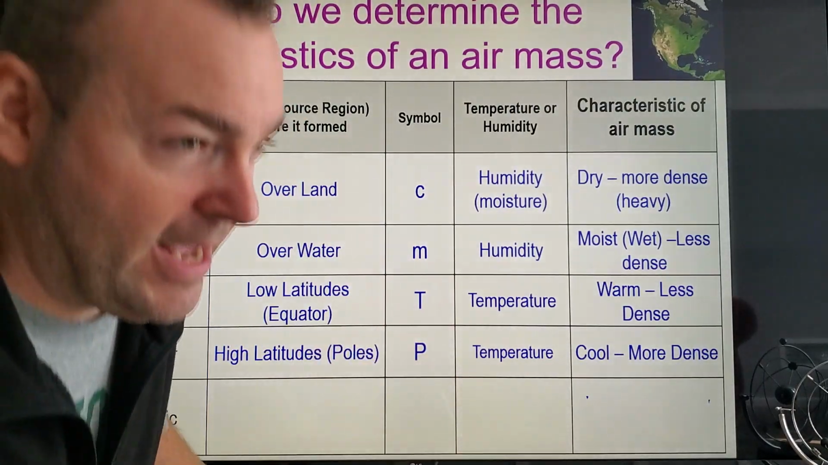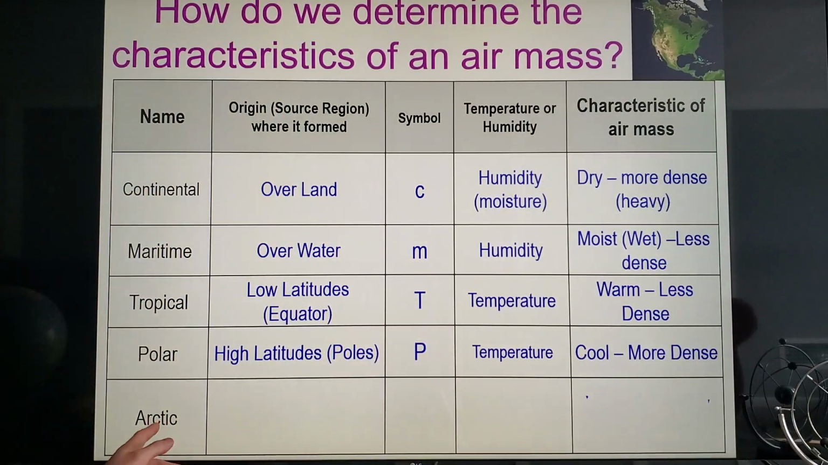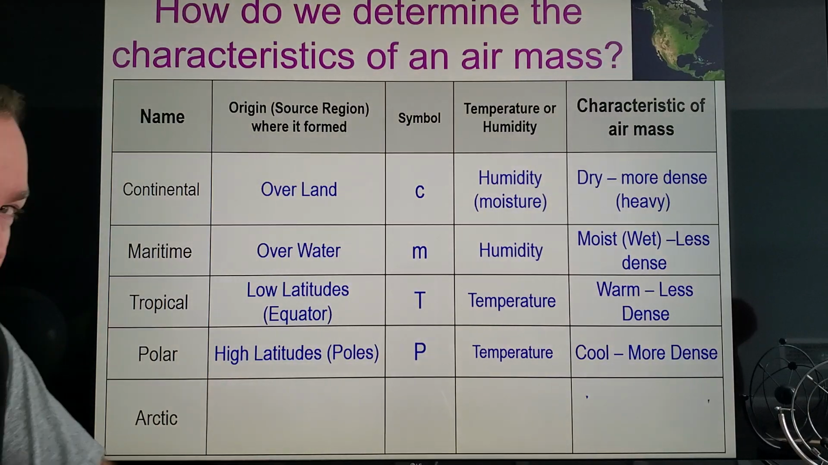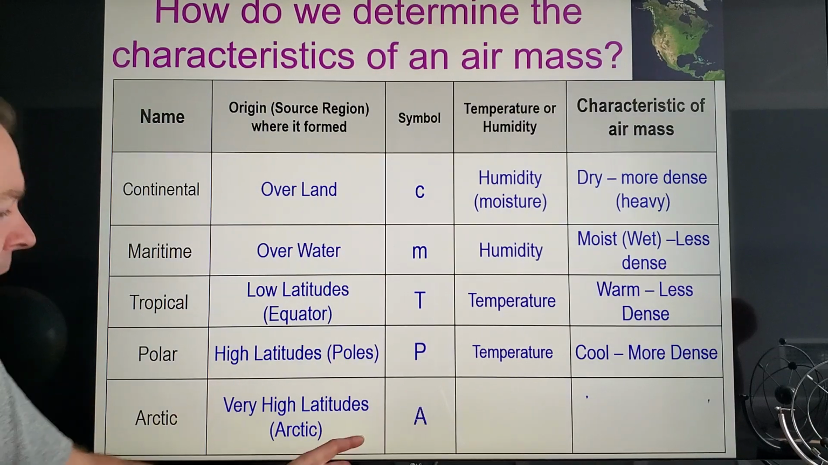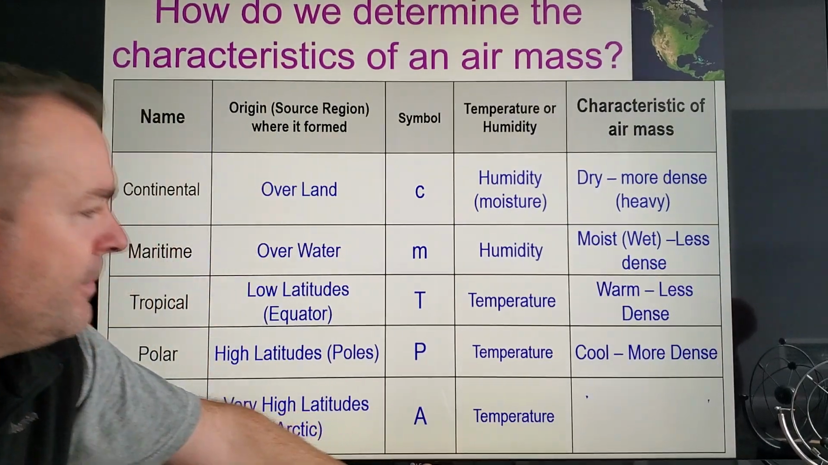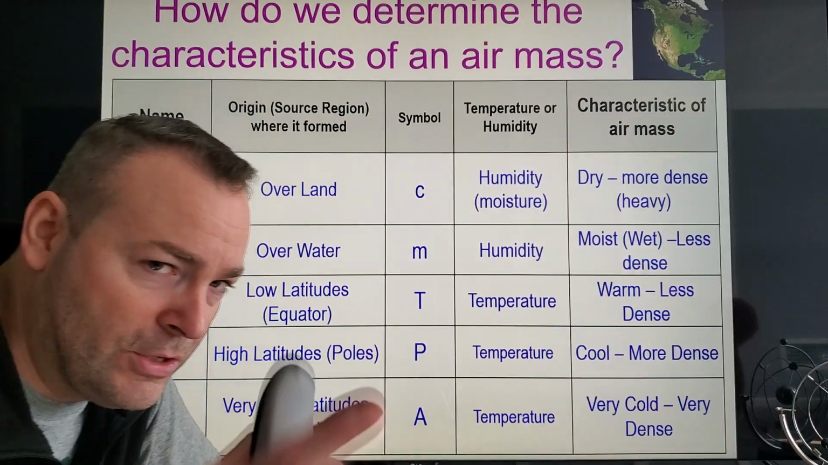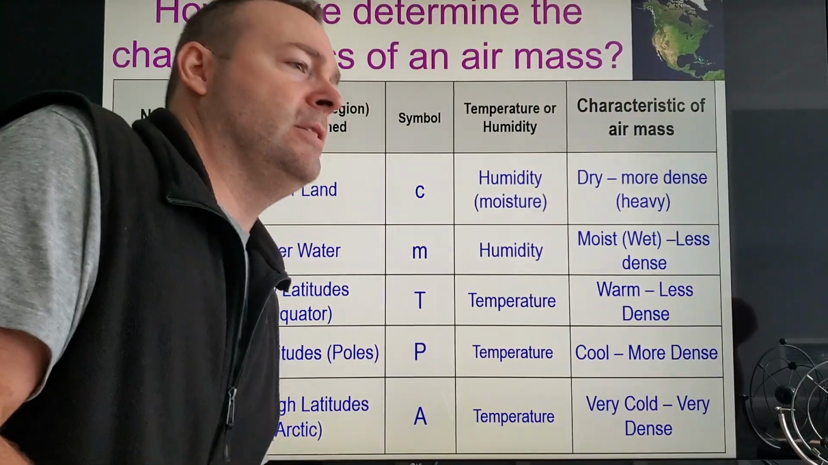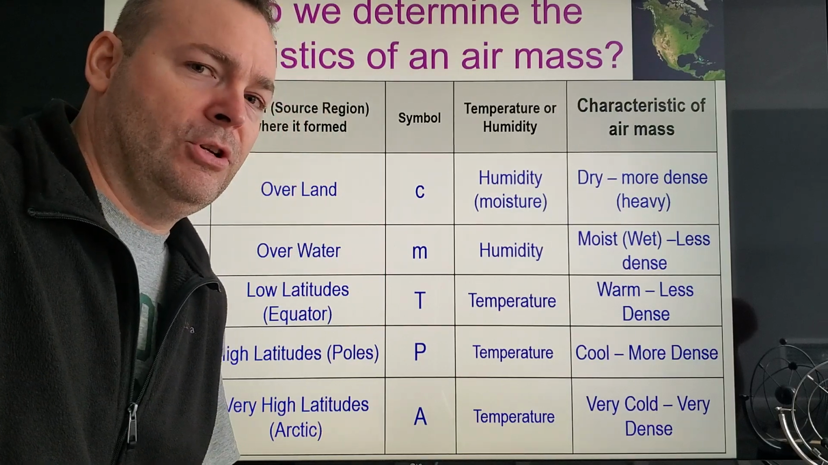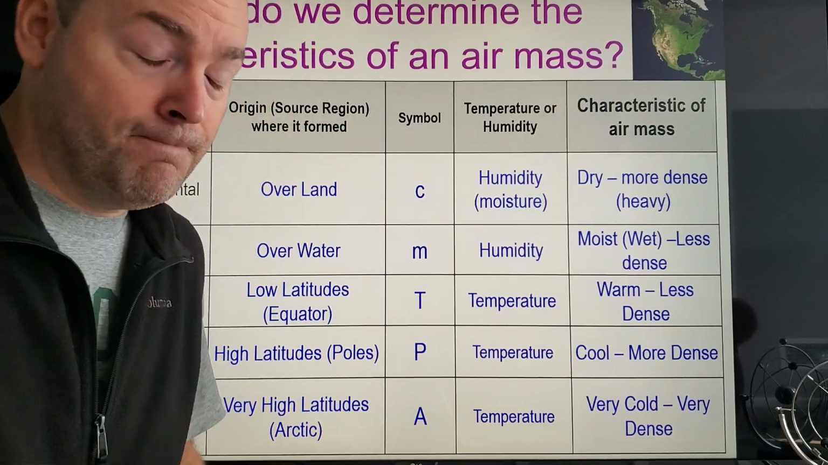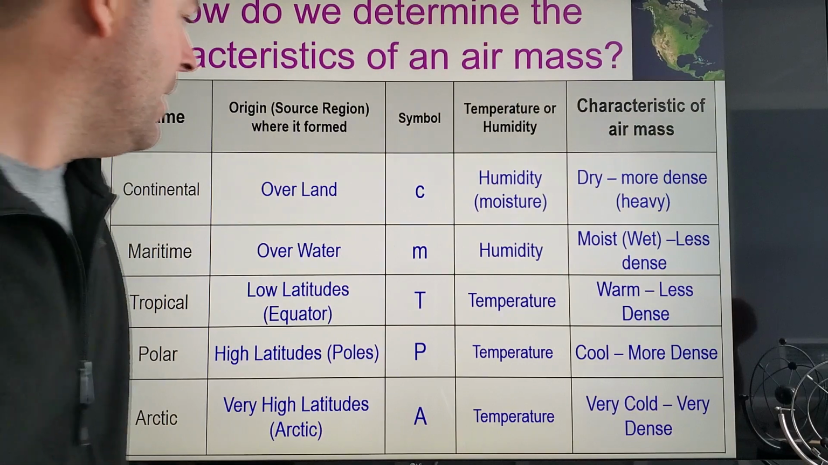But the granddaddy of all cold air masses is the Arctic. And we don't get these that often, usually once a winter. We're talking about crazy extreme latitudes. A is the symbol. It's still a temperature, but this time it's the coldest air of the winter. And that's what we said before, that cold snap that you'll get once, maybe twice a winter, where the temperature could be in the single digits even. Okay? All right, so that's that chart.